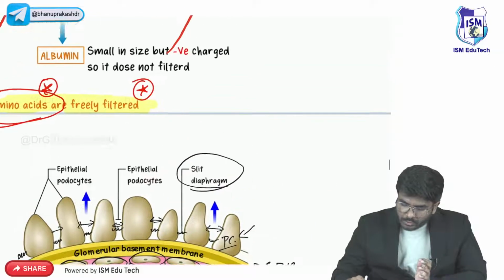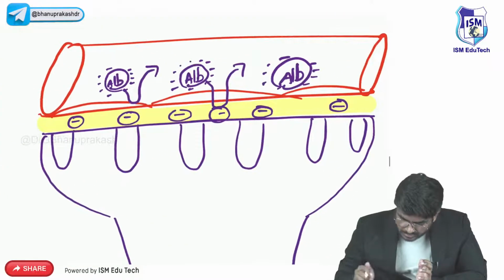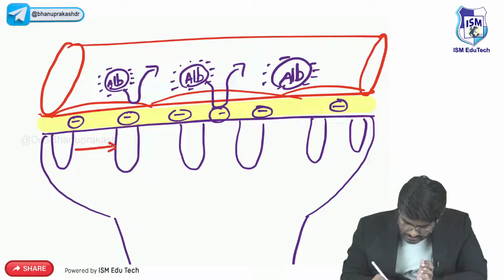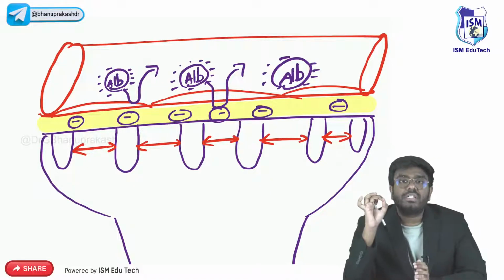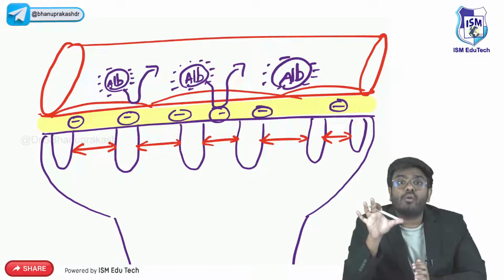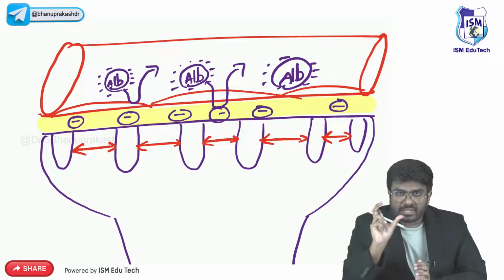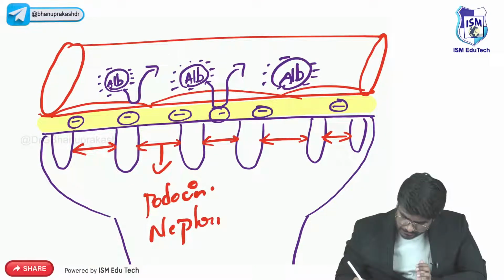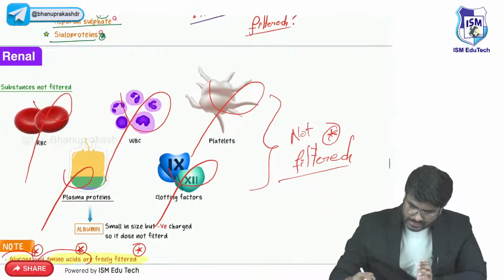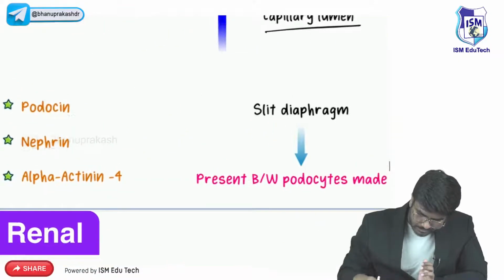So, what I am trying to put into your mind is, sir, here, in between these podocytic cells, there is something called the slit diaphragm. Now, the question is this. This slit diaphragm is made up of which proteins? It is made up of podocin and nephrin. So, podocin and nephrin are the proteins present there.